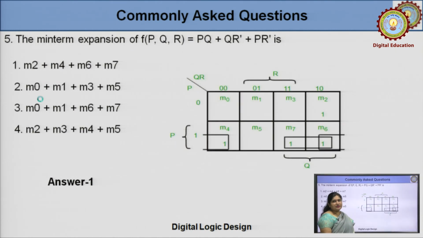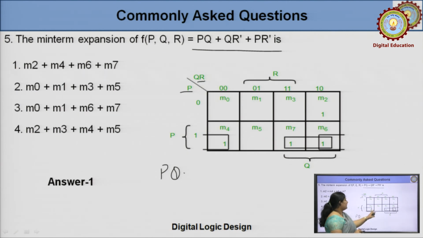Now moving to the next question, the min term expression of P Q R is equal to P Q plus Q R bar plus P R bar is. So you have to find out the min terms from this Boolean expression. So what did I do? I represented this Boolean expression in the form of a K map and then found out the min terms. So see, in this there are inputs P Q R. So in this K map, where is P? P is here, right? Because P is equal to 1, P represents 1. And where is Q? Q should also be 1. So where is Q? Q is 1 for this and for this, right? So if I put 1 and 1 here, it will give you P Q, right?